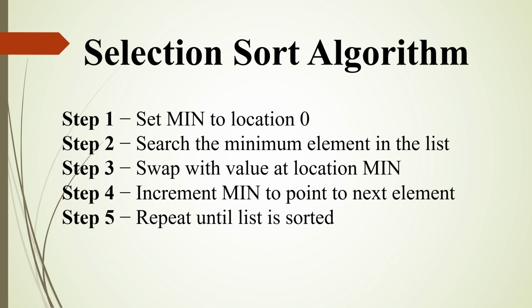If you are going to sort this data in descending order, then in step 2 we search for the maximum or greatest element in the list. Now swap the value with the location value. Increment the minimum to point to the next element, because as we saw in the example, when element 10 reached its first position, the list starts from the 2nd to the 6th position. Repeat until the list is sorted. At the end, we get the sorted list, whether you want to sort in ascending order or in descending order.